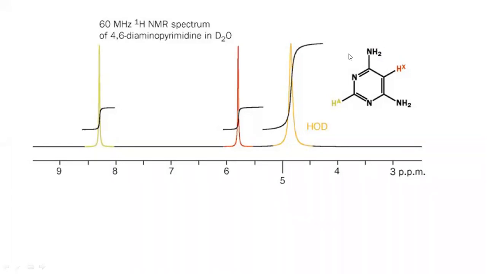These two NH2 protons, though they are in the proximity or vicinity of this HX, do not couple. They do not sense each other. What is the reason? The reason is very simple. These NH2 protons are exchangeable protons. When you take this compound in D2O, deuterated water, the H is replaced by deuterium.